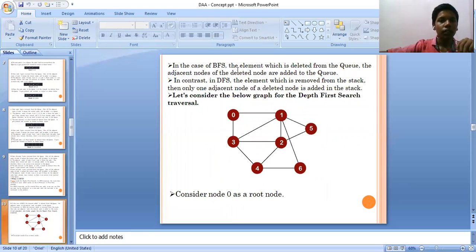In the case of BFS, the element which is deleted from the queue, the adjacent nodes of the deleted node are added to the queue. In contrast, in DFS, the element which is removed from the stack, then only one adjacent node of the deleted node is added in the stack. Let us consider the below graph for depth first search traversal. It is the same figure example taken in the BFS. Consider node 0 as the root node.